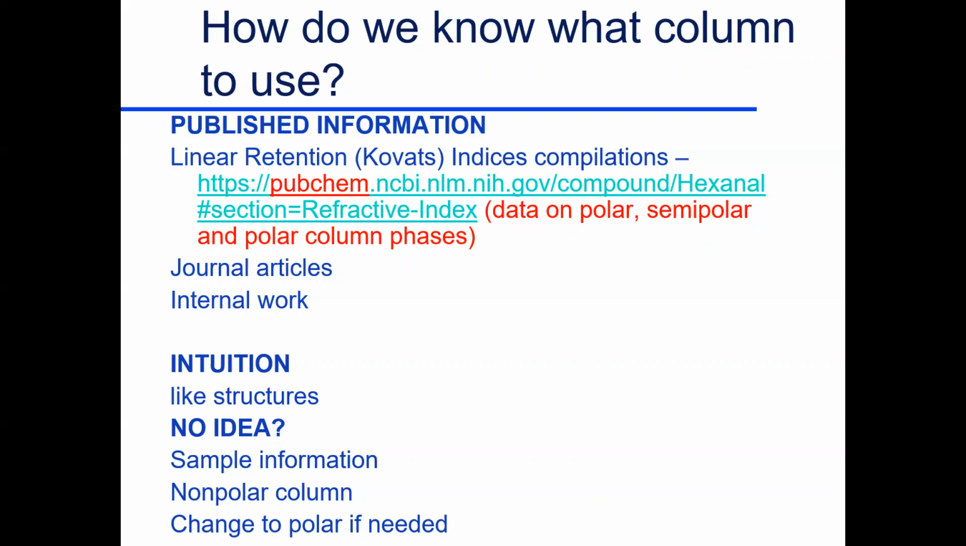That nonpolar column is by far the most durable. It's hard to ruin it. And so if you're running something you don't have any idea what it is, you don't want to ruin that column. It's about a $300, $400 column. So you pick a good nonpolar column and say, let's take a look. And if that doesn't give you a separation, okay, then we change to polar. But no idea. Just take your OV1, your SE30 that you saw before, and that's what you use.